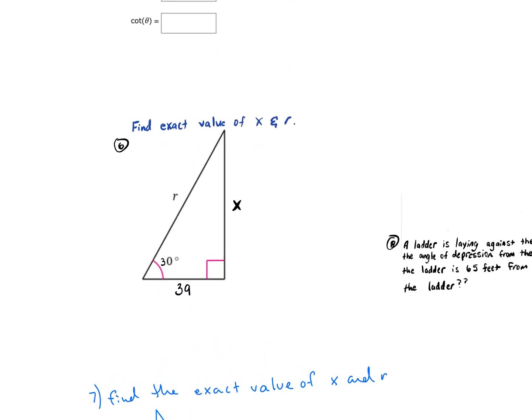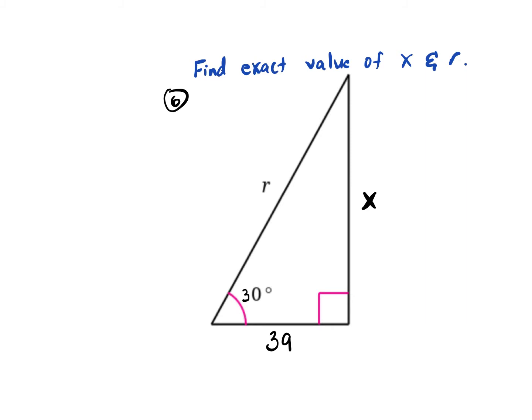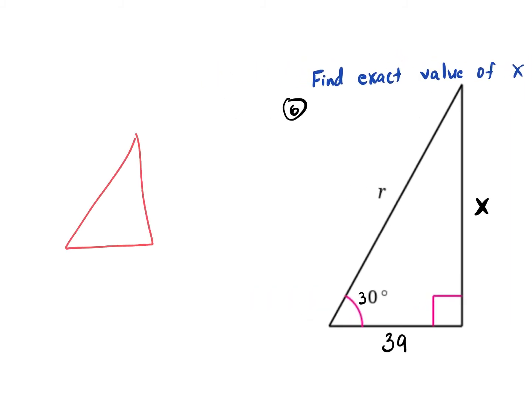So 6 and 7 are special right triangles. So in a 30, 60, 90 triangle is what we have here. Remember, across from our 30 is going to be our x. Across from 60 is x square root 3. And our hypotenuse is 2 times x.